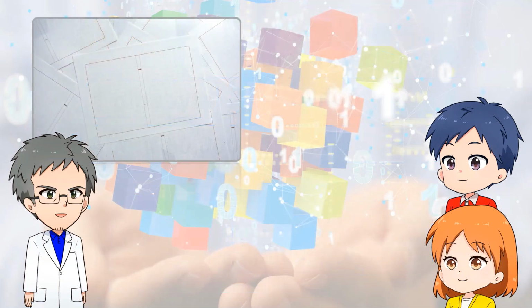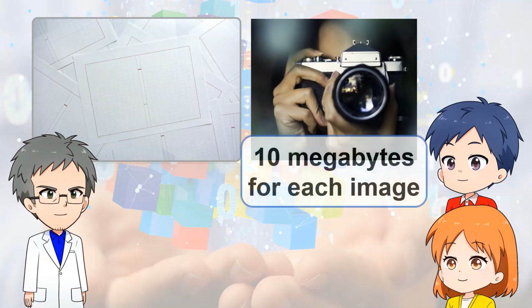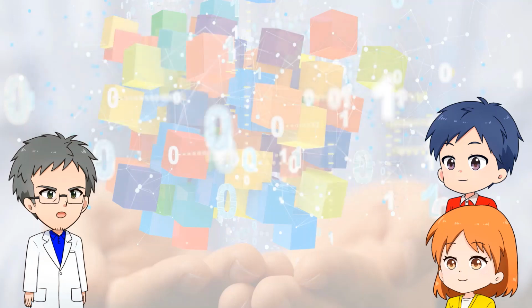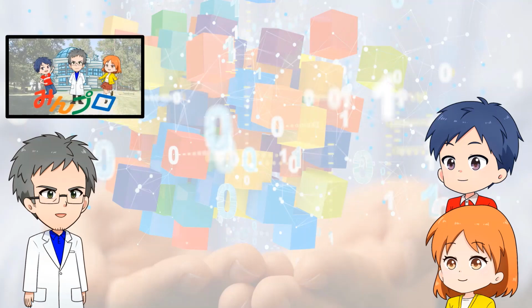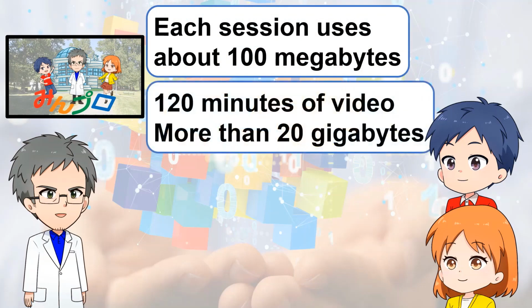Text is data that doesn't use much memory. But a photo uses up about 10 megabytes for each image. That's the same as 10 million characters. We can only store 400 photos on the personal computer. These MINPRO videos are pretty small, but each session uses about 100 megabytes. If the images are high quality, 120 minutes of video can take up more than 20 gigabytes. They won't all fit onto the personal computer.